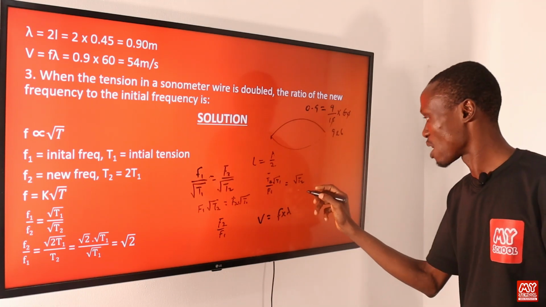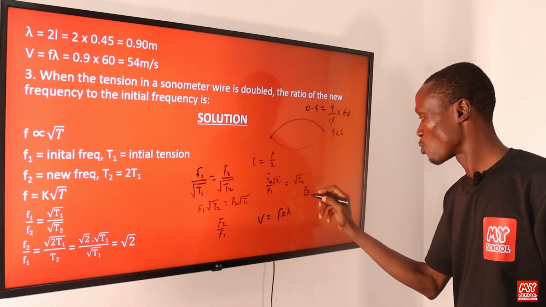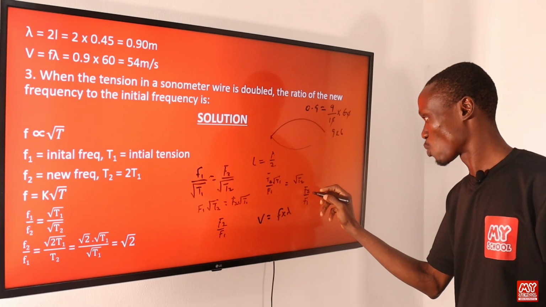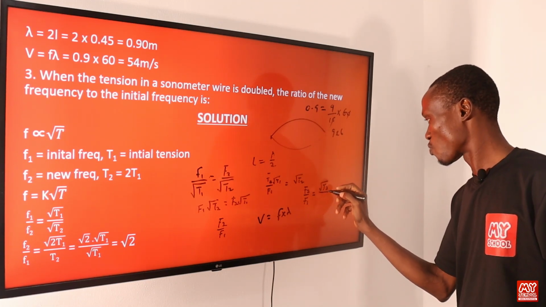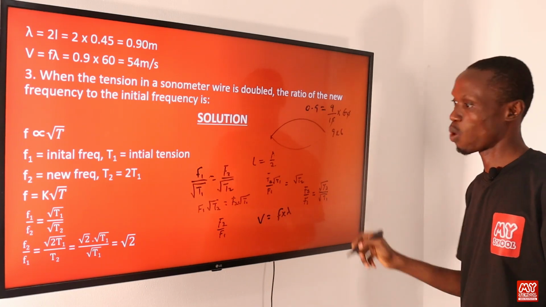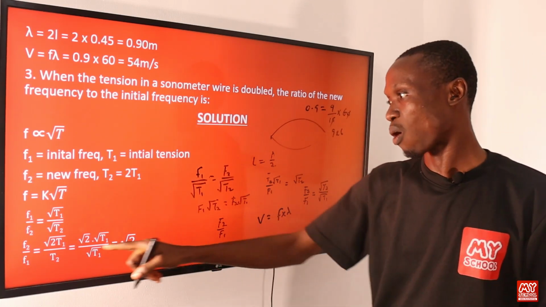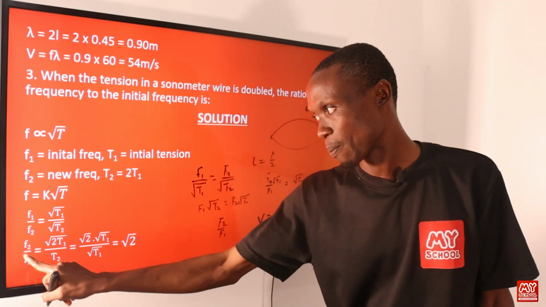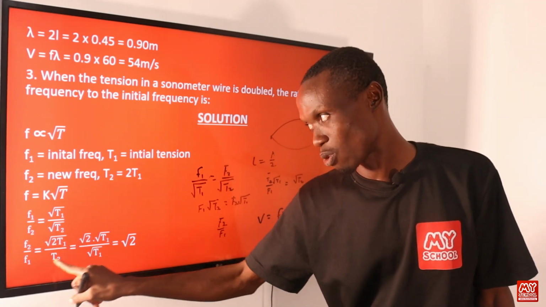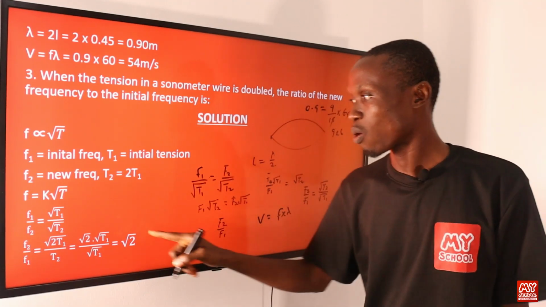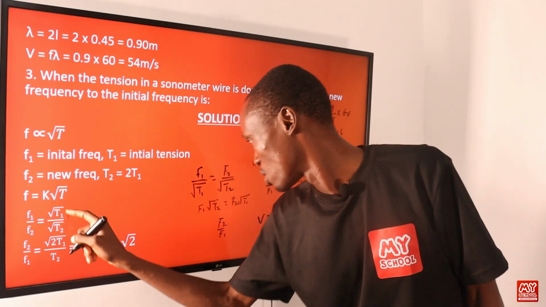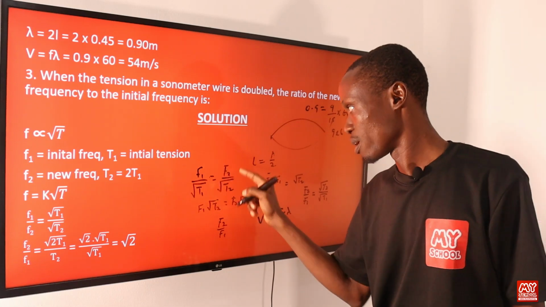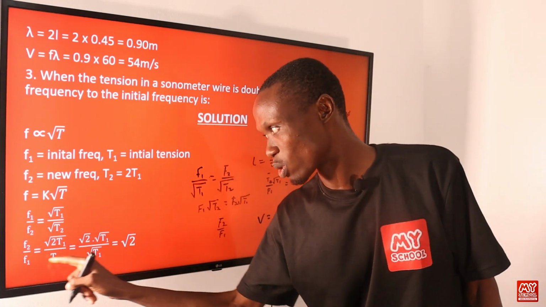So if we do that, we'll be having F2 all over F1 to be equals to root T2 all over root T1. So that is how we obtain this formula, okay? That is how we obtain this formula. So I'm just showing you how this formula came about, this particular one, okay? Of course, this one is what we actually have here, okay? So I'm just showing you how this one came about.